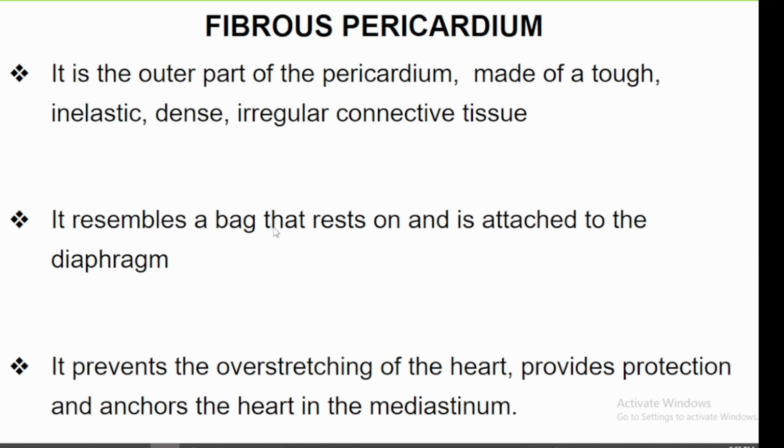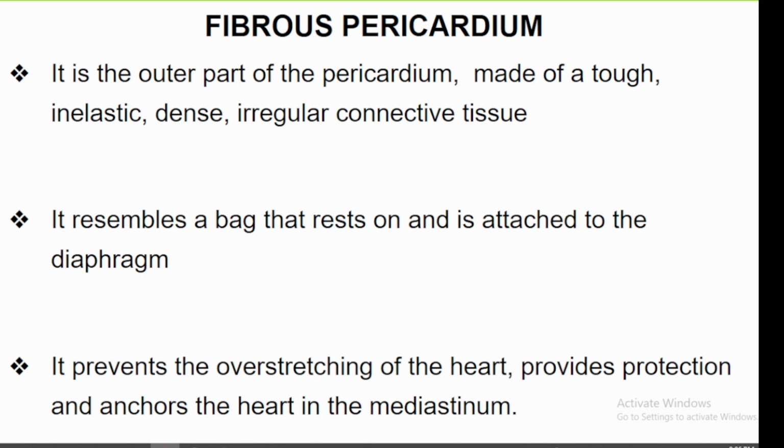Okay, so the fibrous pericardium is the outer part of the pericardium, and it is made of tough, inelastic, dense, irregular connective tissue. I know you've studied it under tissues, so I won't go so much into it. It resembles a bag that rests on and is attached to the diaphragm. By now, you should be well acclimatized to the fact that the outermost part of the heart rests inferiorly on the diaphragm, what we just spoke about.